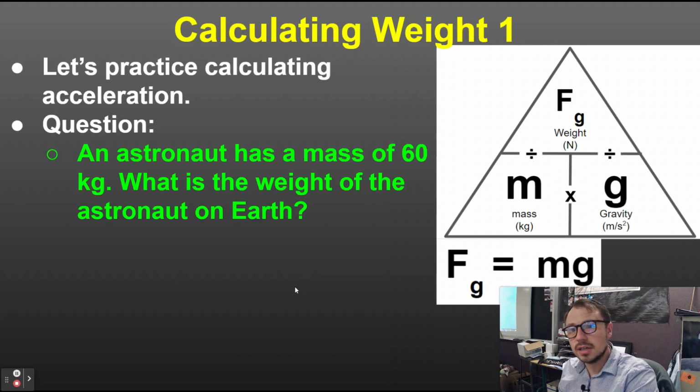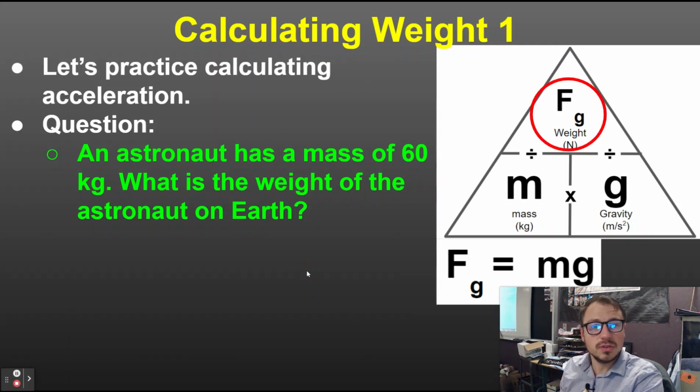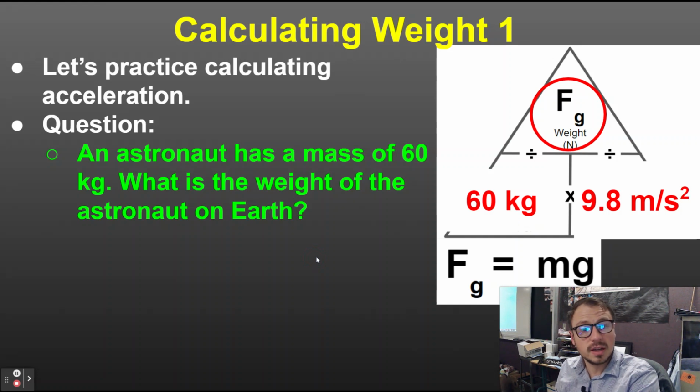So here's a problem that you can get. An astronaut has a mass of 60 kilograms. What is the weight of the astronaut on Earth? In order to answer, we have to ask, what is it asking us to find? We're asked to find the weight, the force of gravity on planet Earth. Now, we know the gravitational strength on Earth is 9.8 meters per second squared, and the mass is given to us. So we plug that into the equation. We get 60 kilograms times 9.8 meters per second squared, and you get 588 newtons.